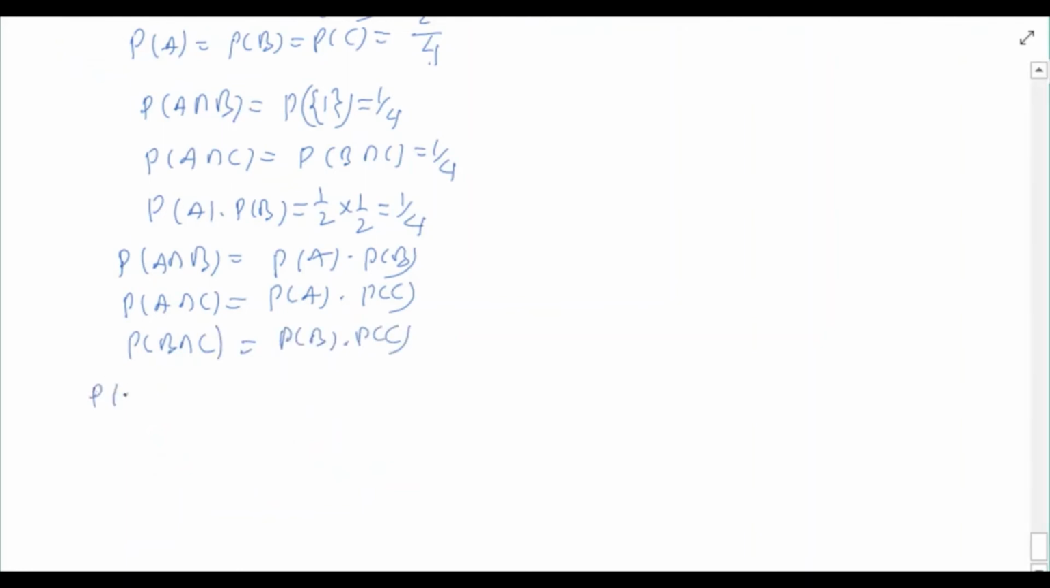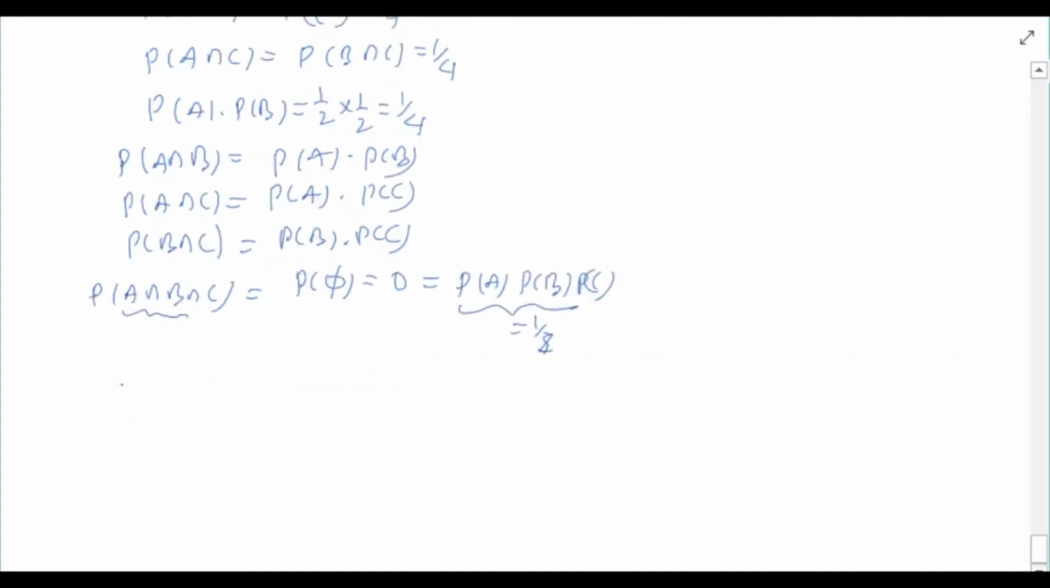Finally, if we see probability of A intersection B intersection C, this set A intersection B intersection C is an empty set. So this becomes probability of empty set, which will be 0. And this is not equal to probability of A times probability of B times probability of C. Notice that this is 1 by 8. So clearly in this example, A, B, C are pairwise independent, but not independent.